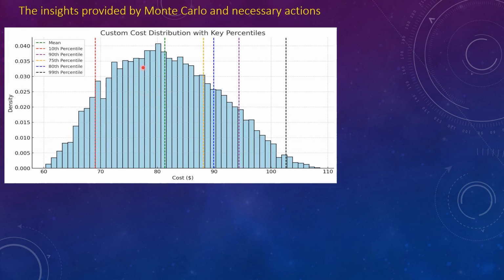So this is the probability density function of the costs. So this is the 10th percentile. So this is the mean, and this is the 99th percentile. This is the 98th percentile. This is the 88th percentile. This is the 75th percentile.